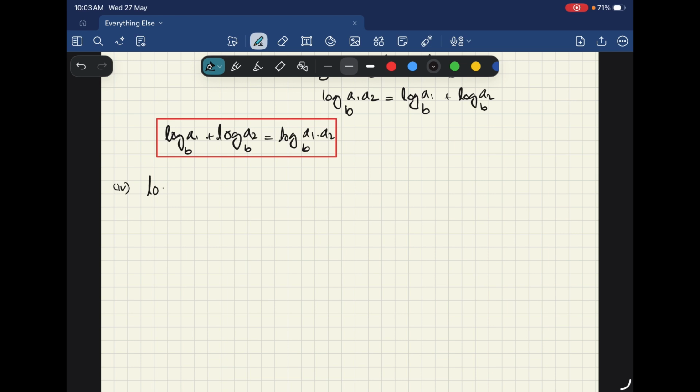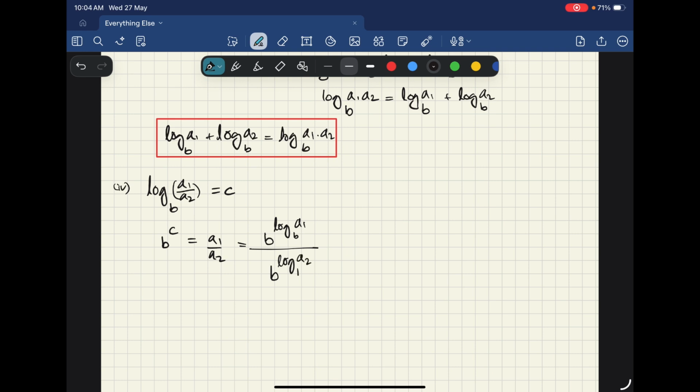Now let's write log of a number which is a1 divided by a2 and base b, and let's equate it to c. And obviously a2 cannot be 0, right? You know that finite number thing, right? Otherwise it will be infinite. So we can write b raised to the power c is a1 by a2, and again we substitute a1 and a2 by b raised to the power log a1 base b divided by b raised to the power log a2 base b.